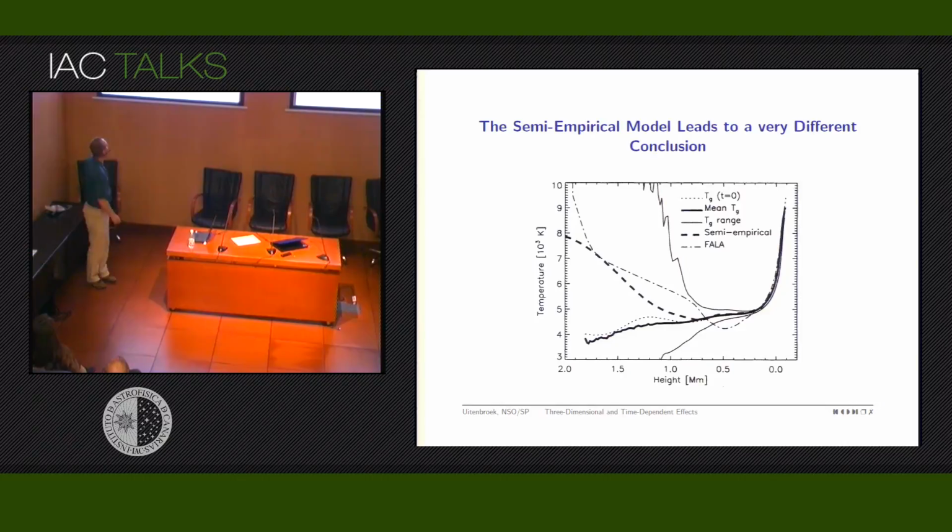Funnily enough, the temperature that you get from interpreting this spectrum in terms of a one-dimensional hydrostatic model has a chromospheric temperature rise, while the actual average temperature of this model has a monotonously decreasing temperature. So these are very different things, and they only differ by the way you interpret your spectrum. In this case, it is very dangerous to use a one-dimensional hydrostatic model.